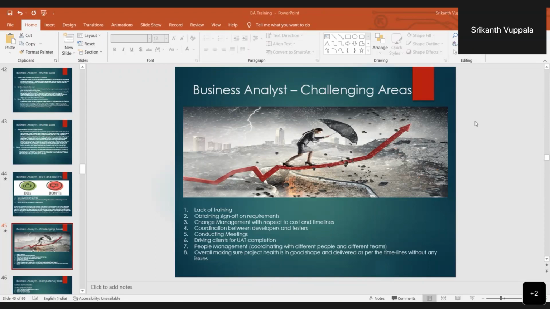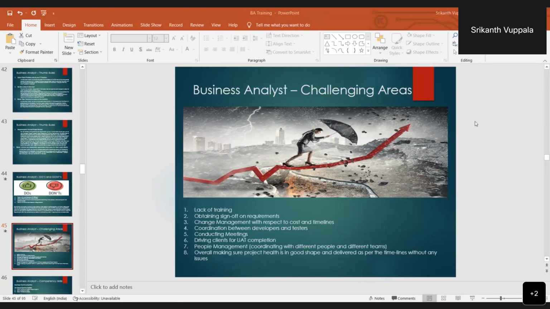Conducting meetings is a challenging thing, because all the stakeholders are not available at one time. We have to coordinate with the stakeholders, and make them agree on a single point of time. Then we have to conduct the meetings.